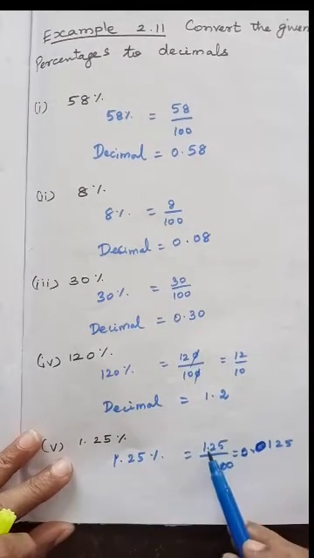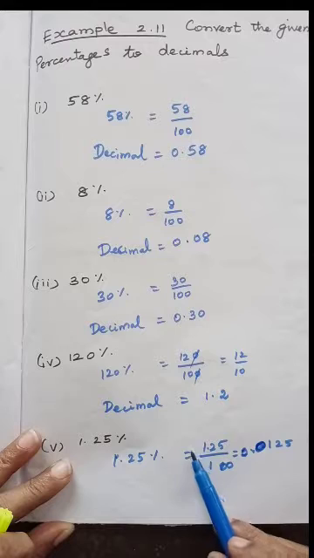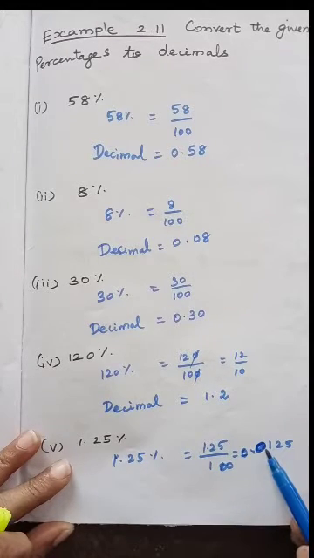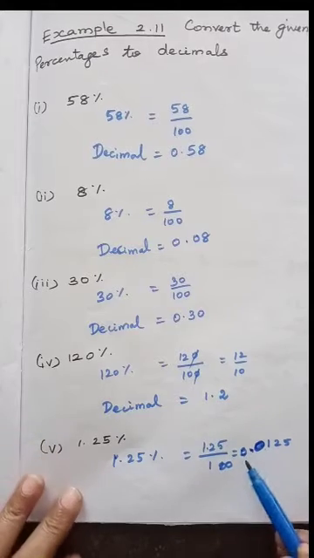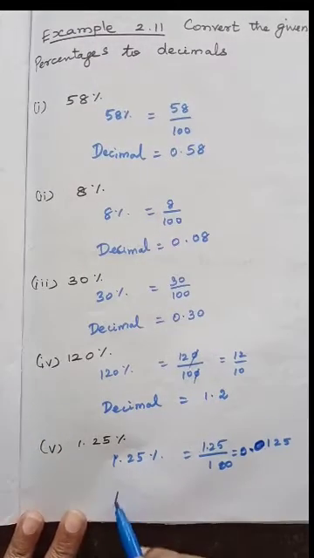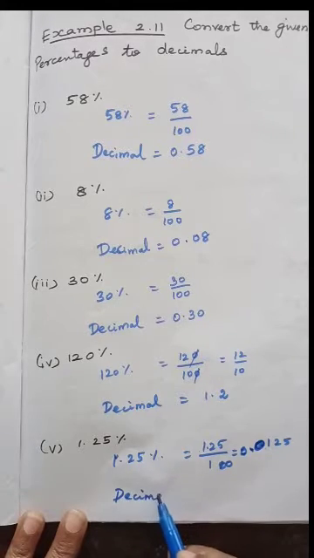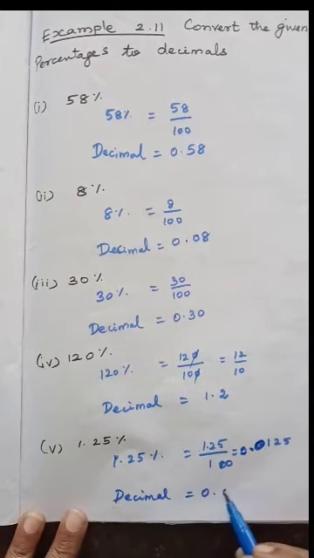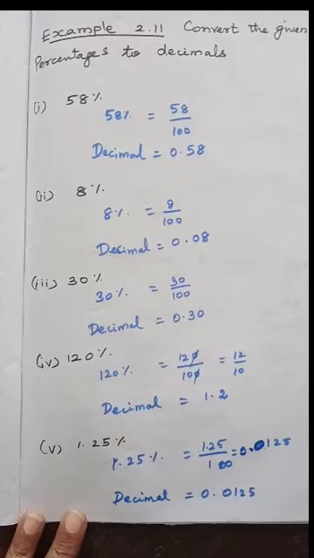Then the fifth sum is 1.25 percentage, which is 1.25 by 100. The decimal comes after 2 digits. 1 digit, again 1 digit, so 1, 2. 0.0125 is the decimal. So decimal is equal to 0.0125.